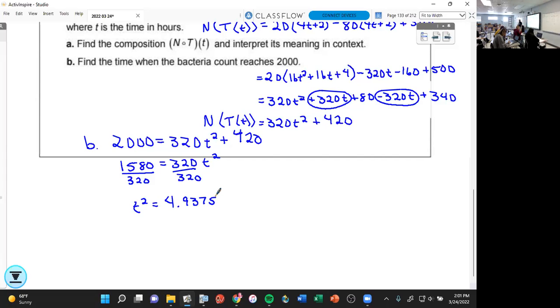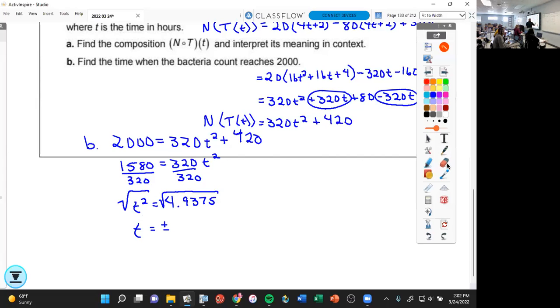Okay. How do I get T by itself? Okay. Folks, I'm solving a quadratic here. When I solve a quadratic, how many answers am I going to have? Okay. 2, right? Plus or minus. And I'm going to change this equal sign because this is not going to be pretty anymore. I'm going to change it to approximately equal to. And what is the square root of 4.9375? 2.222? Yeah. I'll leave it right there.